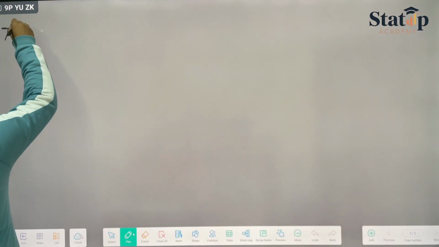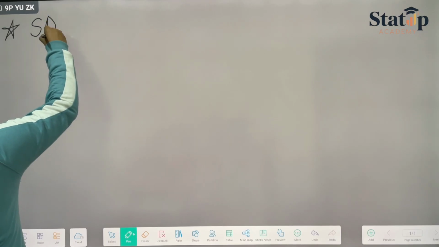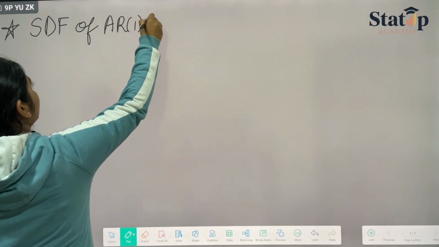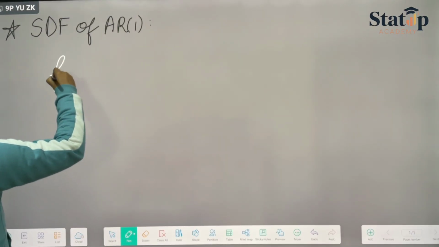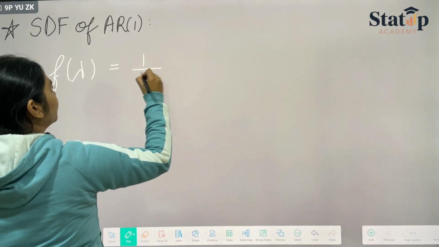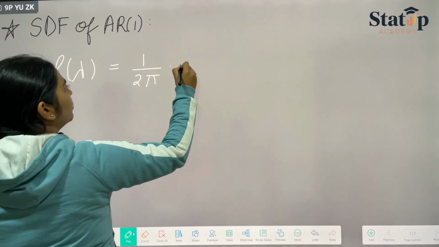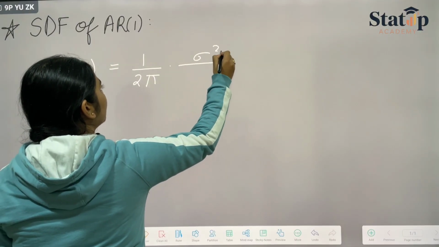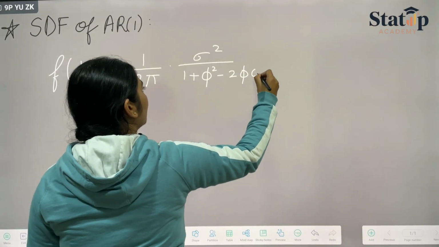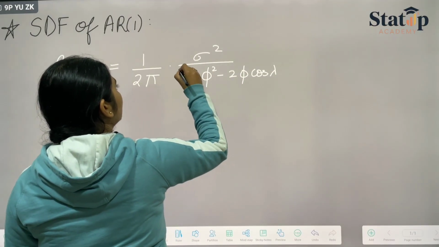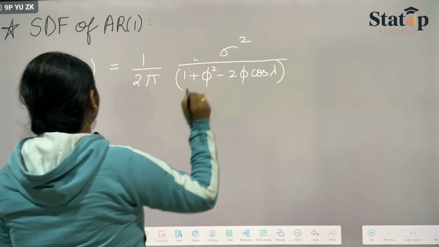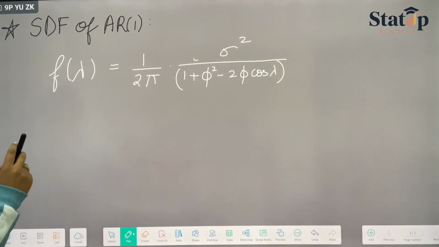The spectral density function, I am writing it as SDF of AR(1), which we calculated in the previous class, came out to be f(lambda) equals 1 upon 2 pi into sigma square upon 1 plus phi square minus 2 phi cos lambda. This was our spectral density function for the AR model 1.